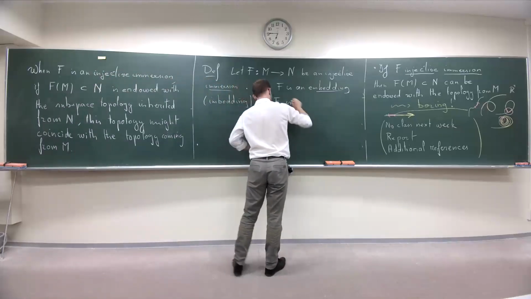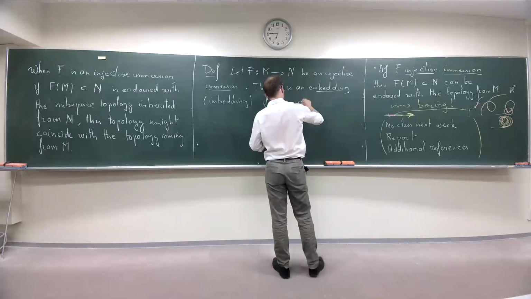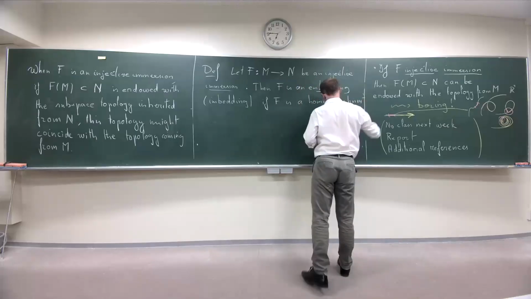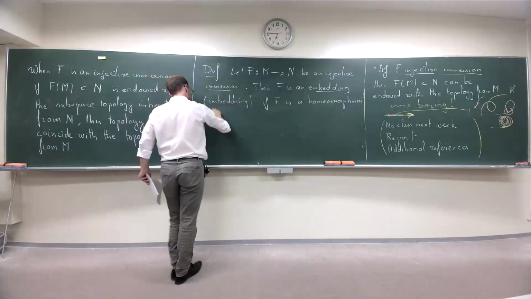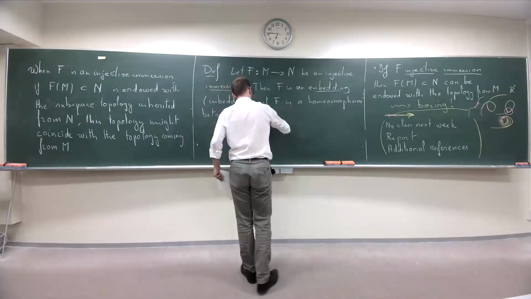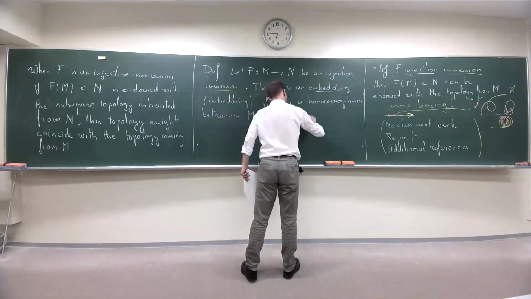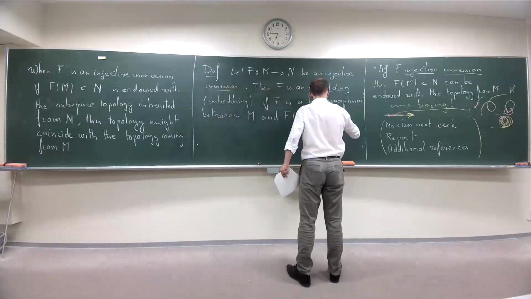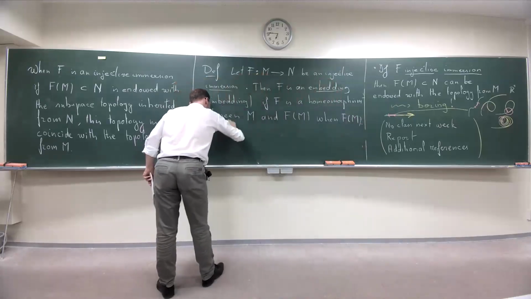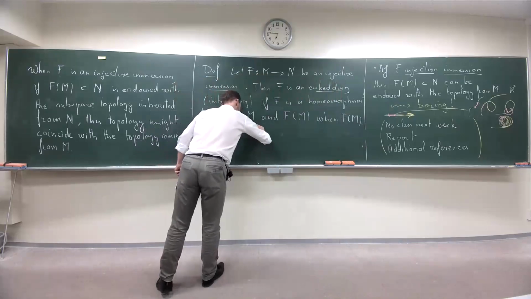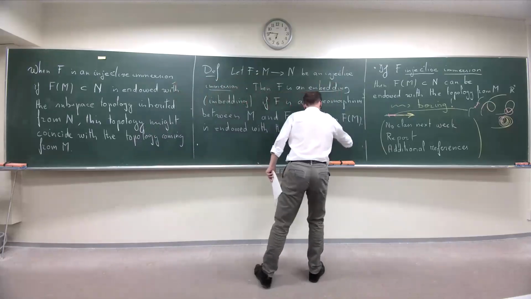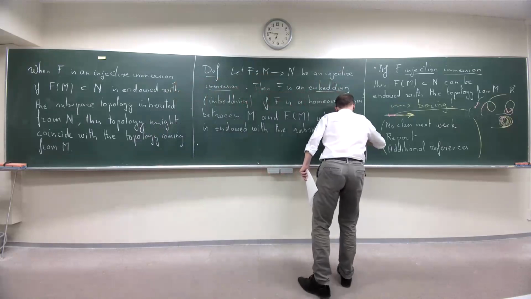Embedding, if F is a homeomorphism between, so I will explain, of course, between M and F of M, when F of M is endowed with the subspace topology precisely, from N.